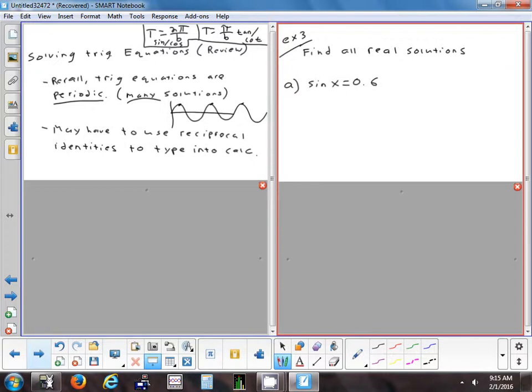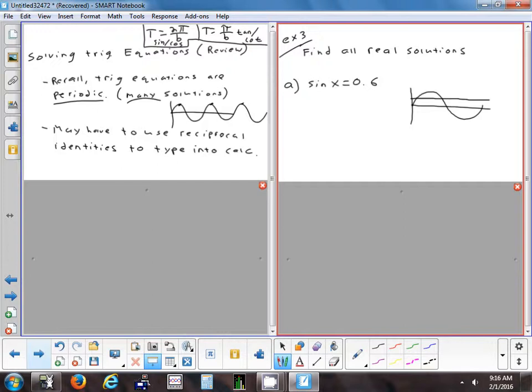All right, so let's just think of our graph of sine and figure out how many answers are in one period. That's step one. Find all the answers just in one period first. And 0.6 might be right there. So what I did is I basically imagined graphing sine of x as y1 and 0.6 as y2. How many times do those graphs cross? 2. They cross twice.